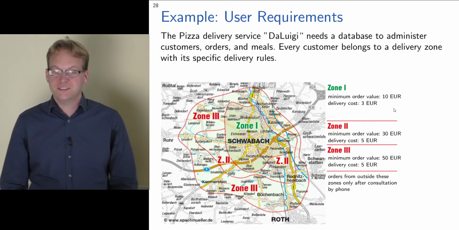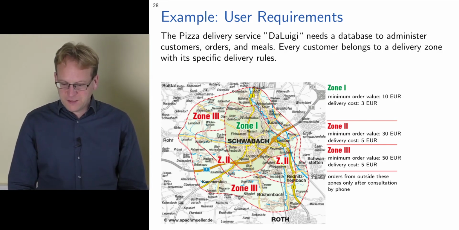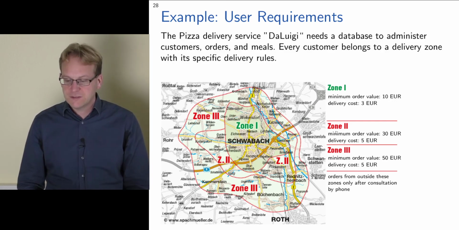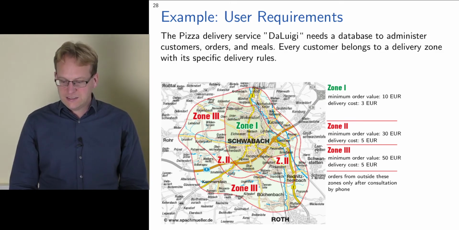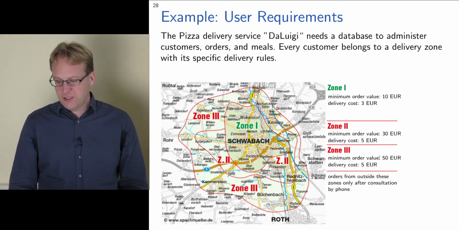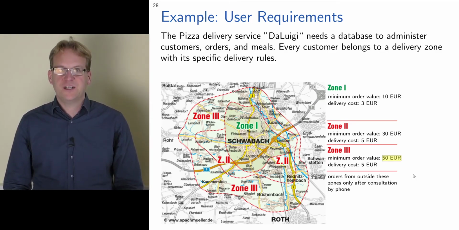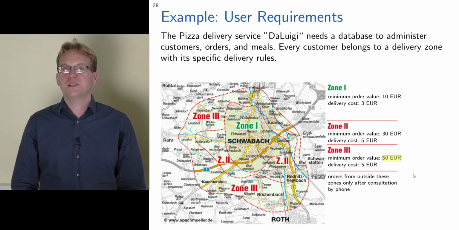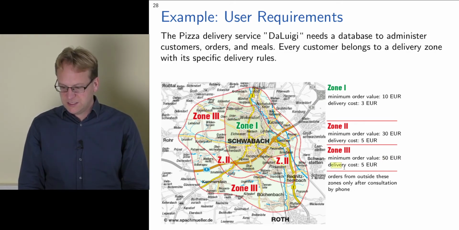But that is still the best you can have, actually. Living in zone 1 is really nice because you will have nice pizzas every day, maybe. But if you live in zone 2, it's getting more expensive. Here you have a minimum order value of 30 euros and a delivery cost already of 5 euros. And finally, we have zone 3. Only if you are hosting a big party maybe and you order for 50 euros, or maybe you order some fancy wine which is very expensive, then they will deliver to your address. And they also charge you a delivery cost of 5 euros.